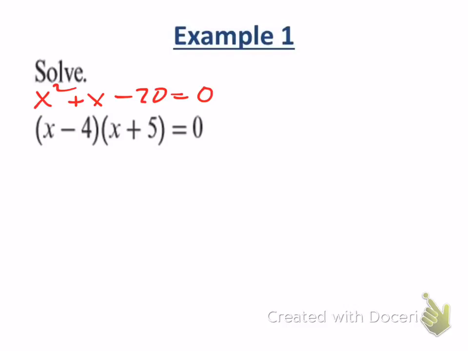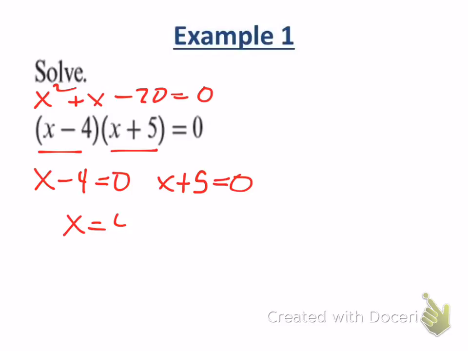And why is factored form helpful to us here? Because we can find the zeros, right? If A times B is equal to 0, then either A equals 0 or B equals 0. And we can use these two mini equations to find the solutions of this quadratic equation. So x equals 4, x equals negative 5.